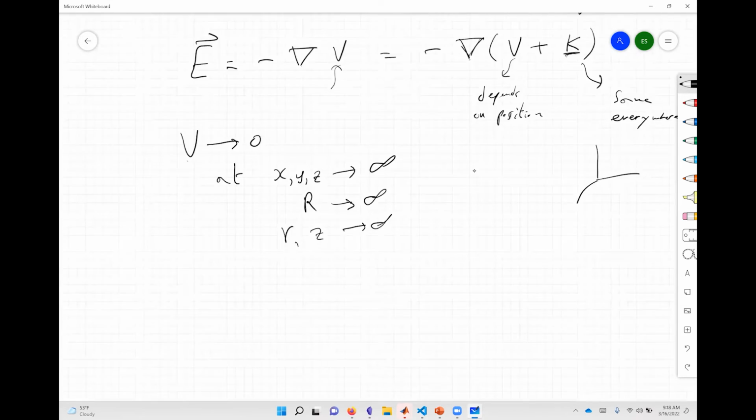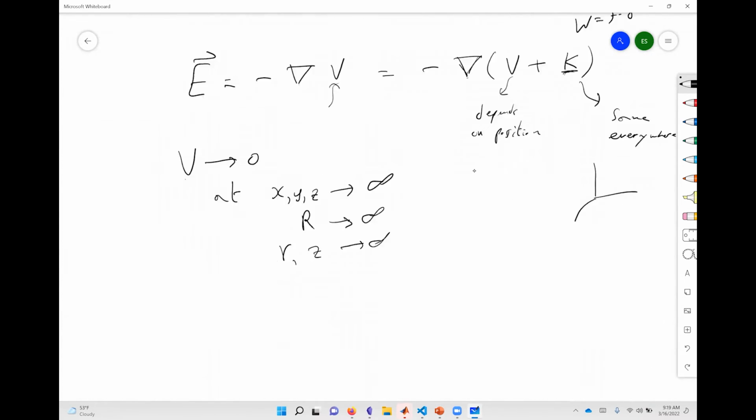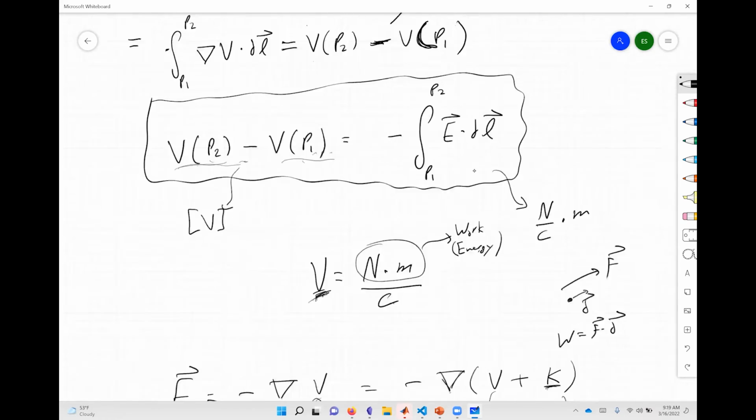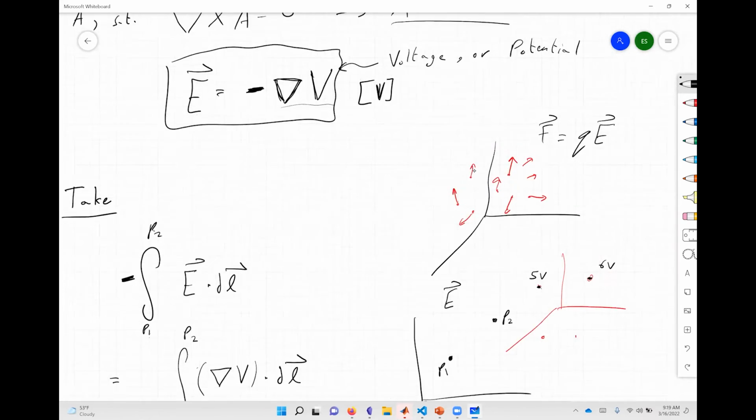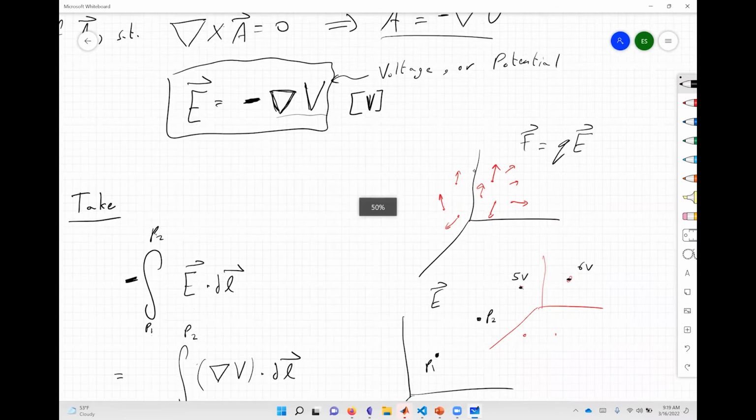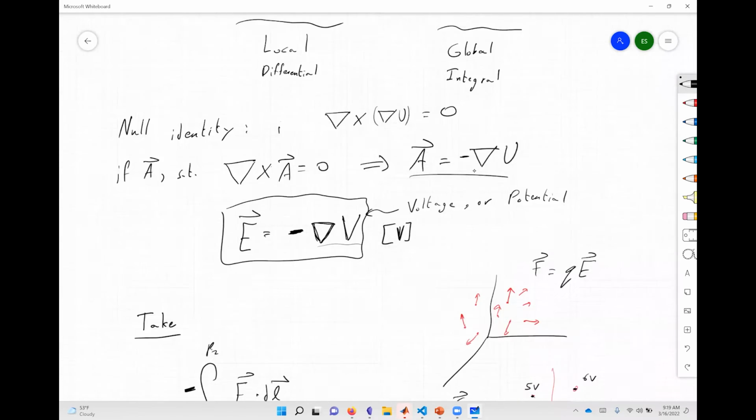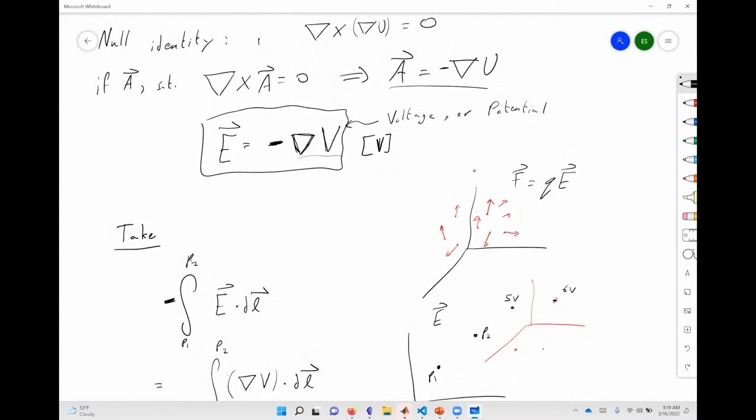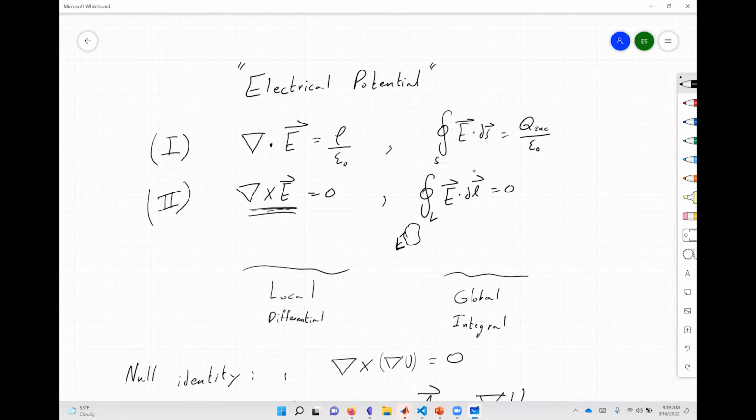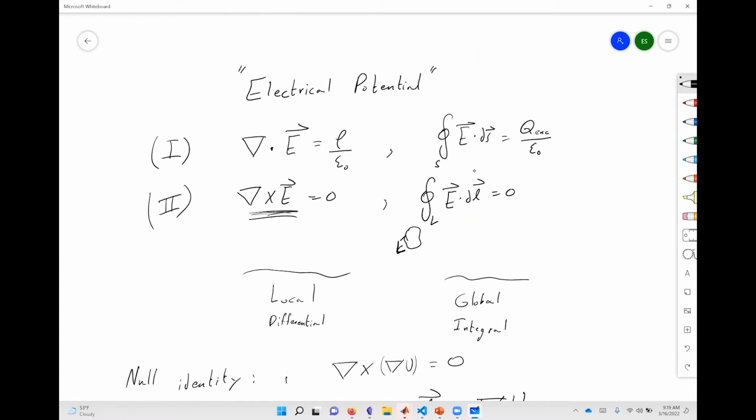Okay. So that's it. That's the potential field. It represents energy, and I'm going to discuss exactly how it represents energy from an intuitive perspective. But it's all mathematical. It's all from the property that the electrical field has no curl.